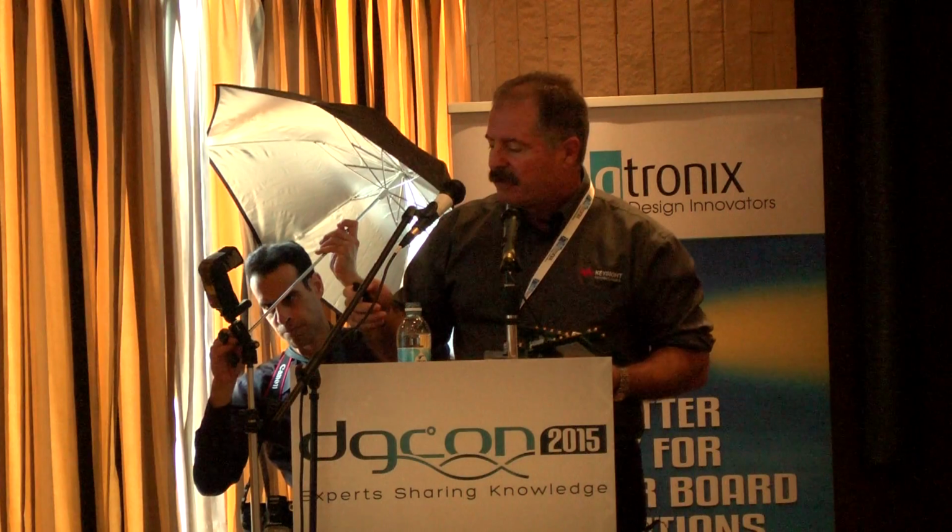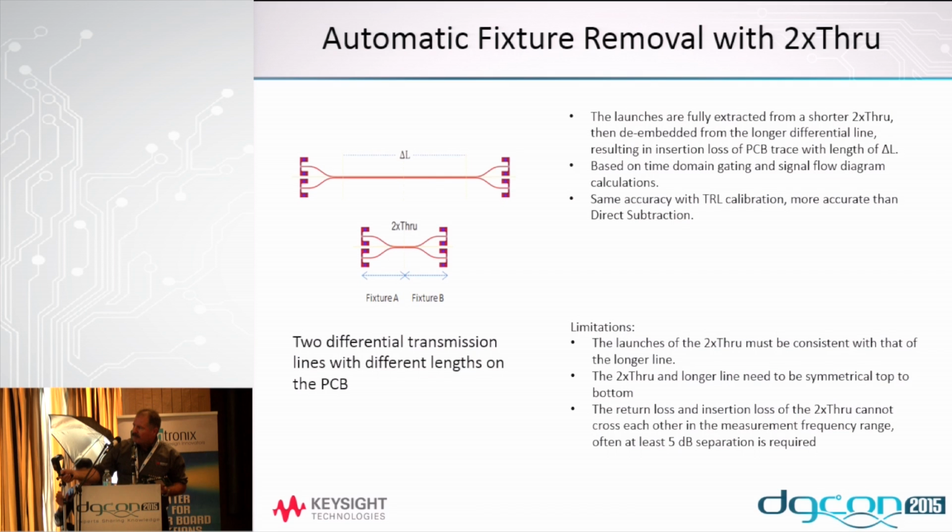Okay? Now, limitations. Everything has limitations. We need to understand what they are. Here, the launches of the 2x through must be consistent with that of the longer line. So again, these launches have to be the same here and here. SMA connectors must be the same. The 2x through and longer line need to be symmetrical top to bottom. So we hope there's not much mode conversion. We'd like to have a well-designed differential line, well balanced. The return loss and insertion loss of the 2x through cannot cross each other in the measurement frequency range, often at least 5 dB separation.